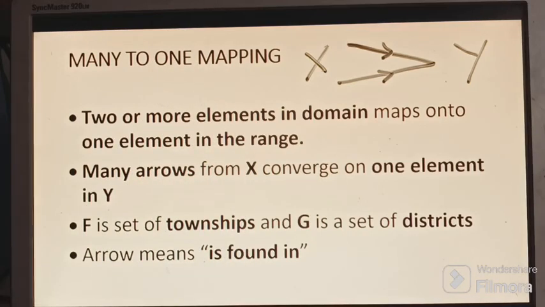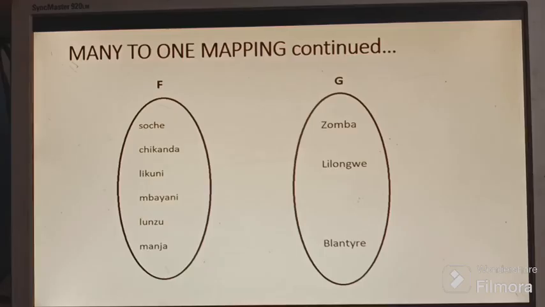Let's look at an example. F is a set of townships and G is a set of districts. And the arrow, remember if I've got an arrow there, is defined as "is found in". So remember, always define the arrow. The arrow is the relation. How are the elements in X related to elements in Y? In our case, how are the elements in F related to elements in G? Always define the relationship between the two sets. So let's look at this example.